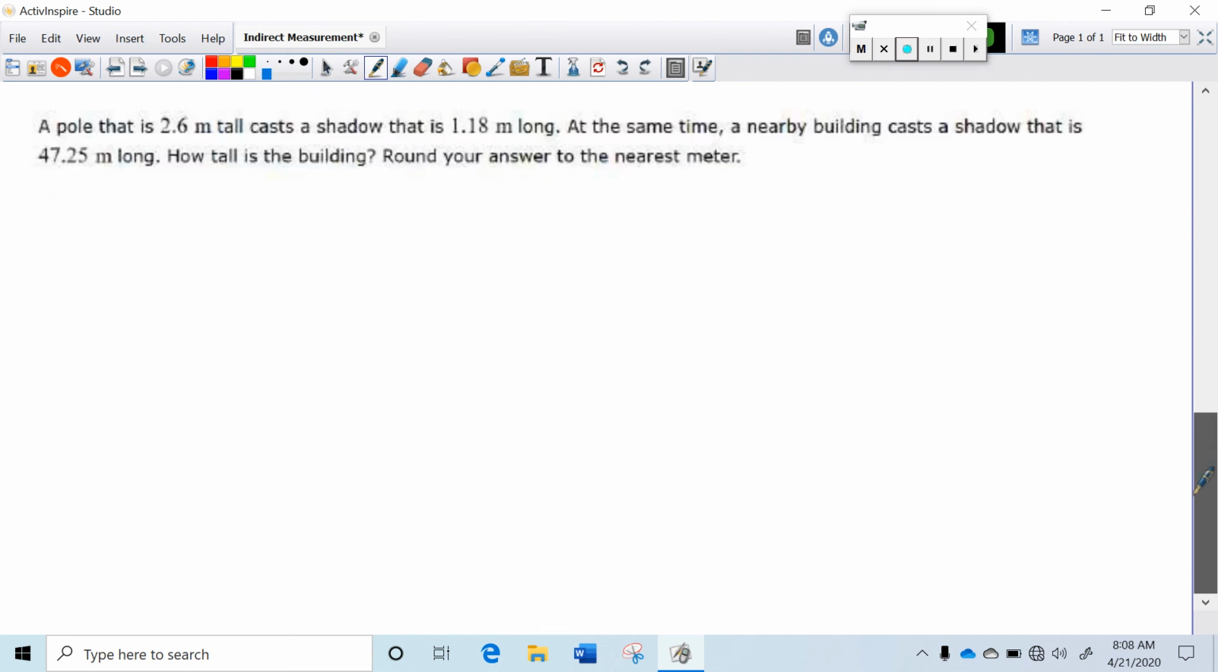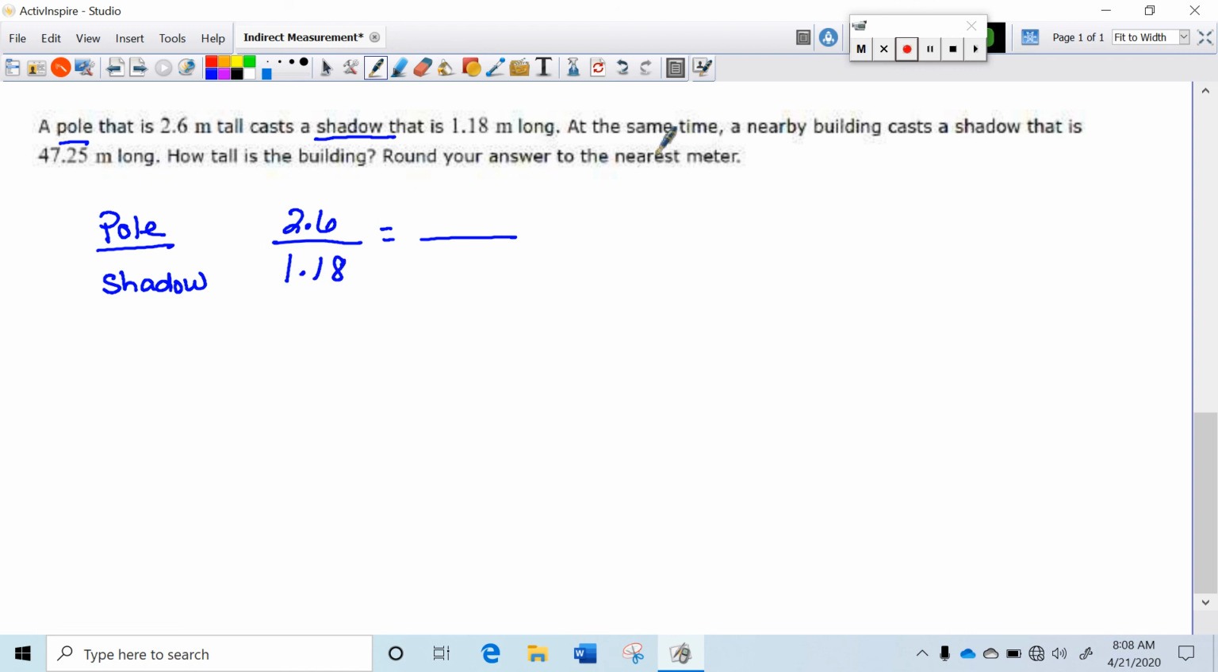Now the next one, they did not draw a diagram out for us. They just gave us a word problem. So I actually write off to the side what they're talking about. So we're talking about the height of a pole that is 2.6 meters tall casts a shadow. So we've got two things here. We've got a pole and we've got a shadow. So I'm going to set up my proportion like that. So the pole is 2.6. The shadow is 1.18.